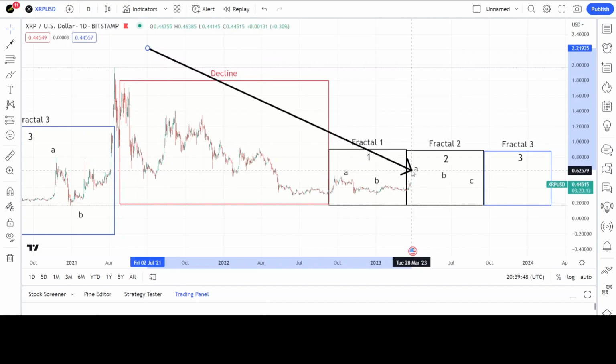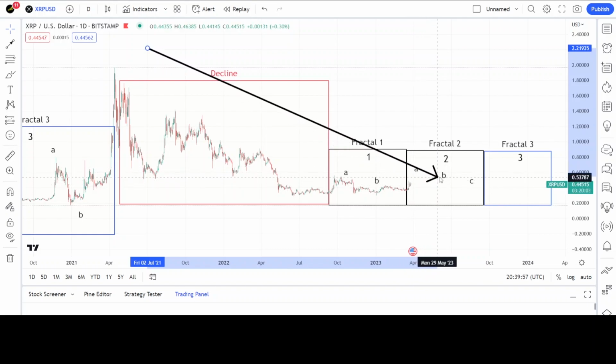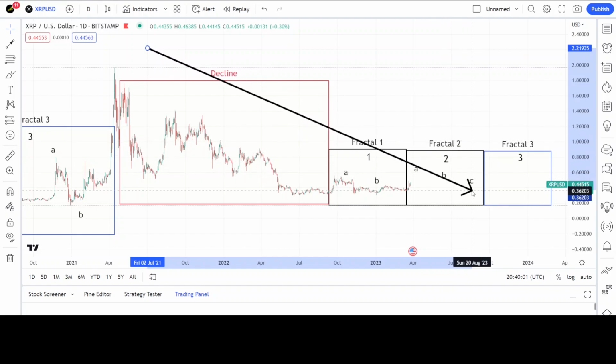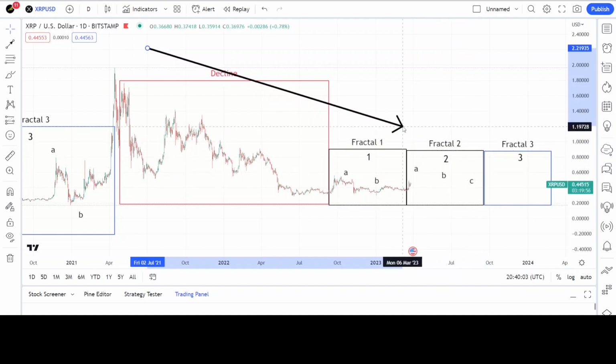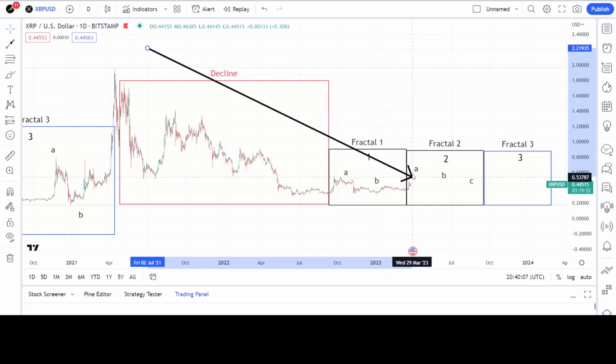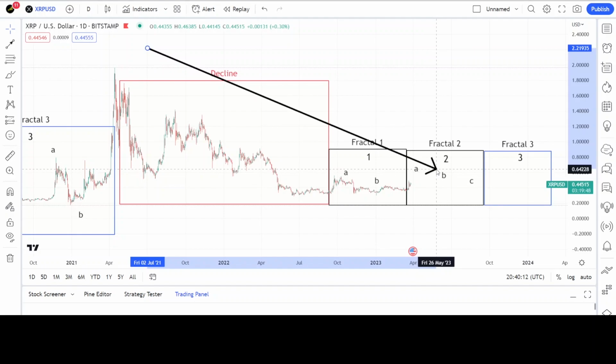But just remember, historically speaking, we know that there are three basic parts to fractal 2. There's part A, which we are currently working on, then we will go to part B, and then we'll conclude this fractal with part C. So let's zoom in on a smaller candle and examine what is taking place, and let's compare it to one that has already taken place, and we'll see how the structure aligns.